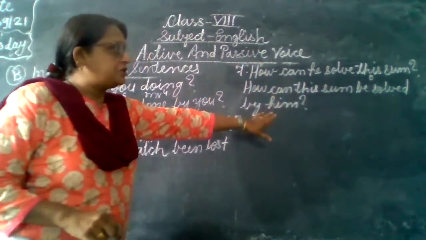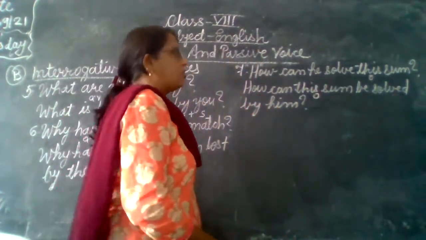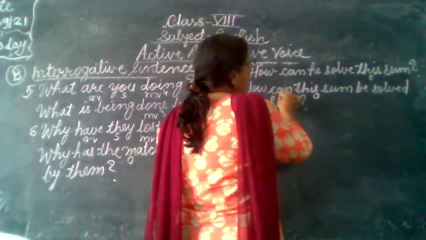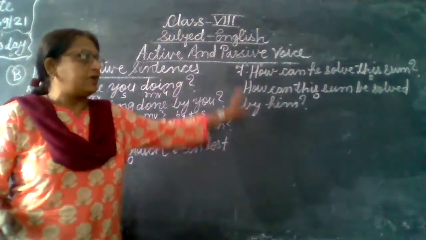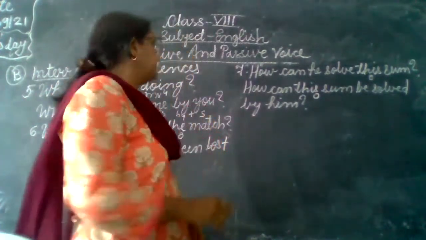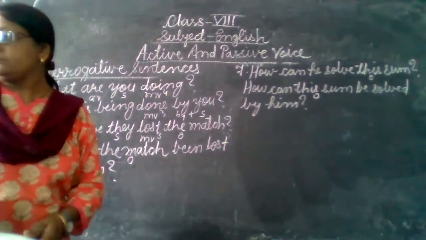So, can has changed into can be. We don't use can be together, because it is an interrogative sentence and the object is given there. So, with the auxiliary verb, be will be used after the object. Okay, in the same manner, we have to do it. Okay. Now, some questions I will give you as homework.